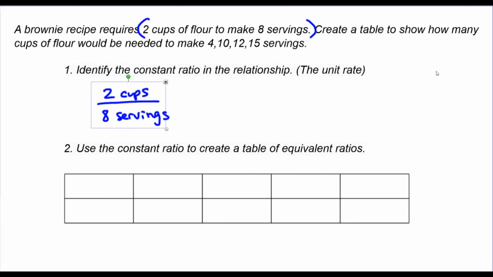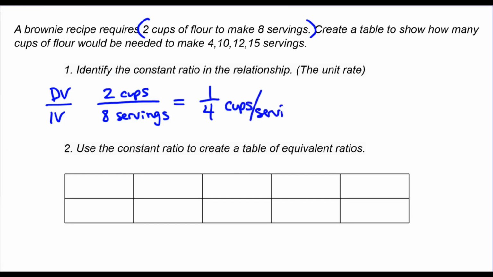So our independent variable is the number of servings because I have to know how many servings I'm going to make in order to know how many cups of flour I need. So the cups of flour depends on how many servings I have. So cups of flour is my dependent variable and the number of servings is my independent variable. So what is the unit rate here? 2 divided by 8 is 1/4 of a cup per serving. So it's 1/4 of a cup per serving.